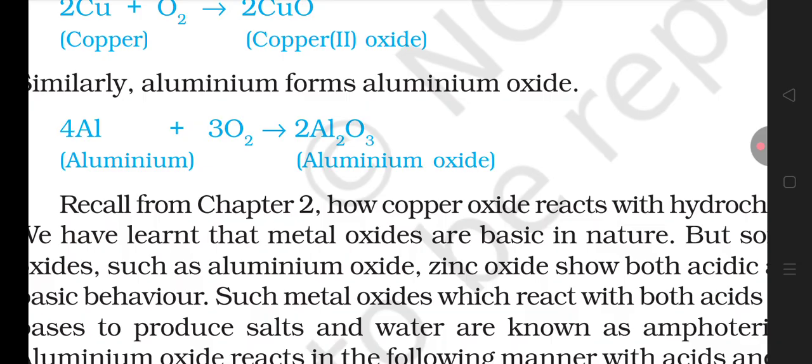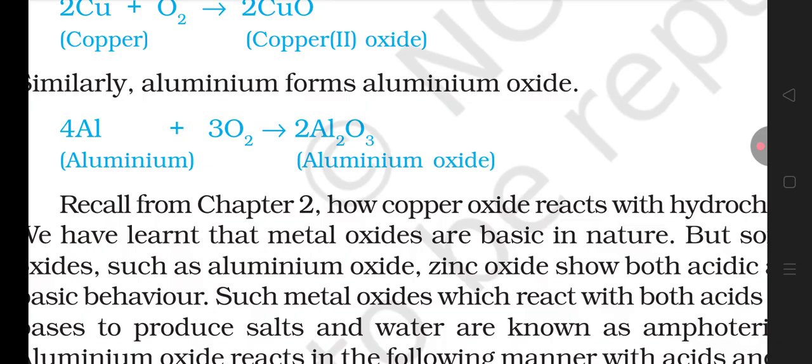Now 2 into Al, what is Al? Al is 2. If you notice, Al2 multiplied by 2 becomes Al4. That means aluminium atoms become total 4. Here also we have to make aluminium atoms 4, so that's why we put 4 here also. So basically we are balancing the equation. The final equation becomes 4Al plus 3O2 gives 2Al2O3.